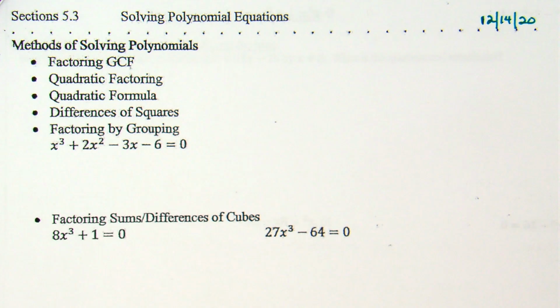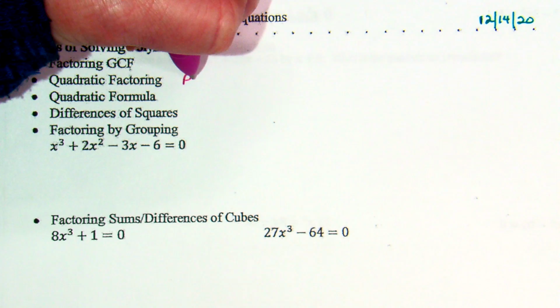When we talk about solving an equation, we often talk about factoring. The first step I always ask you is: is there a GCF? So you'll notice one of the pieces here is factoring GCF. Quadratic factoring, if it's in the form x squared plus bx plus c, we usually try and factor how? We try and factor and ask for a product and sum.